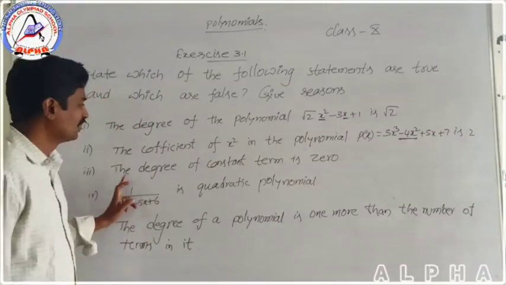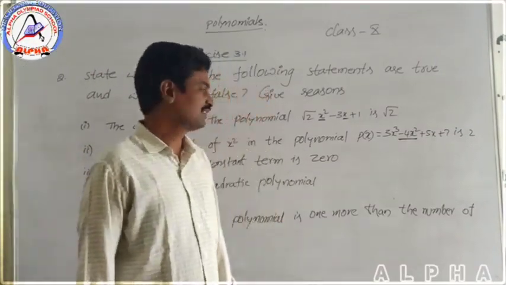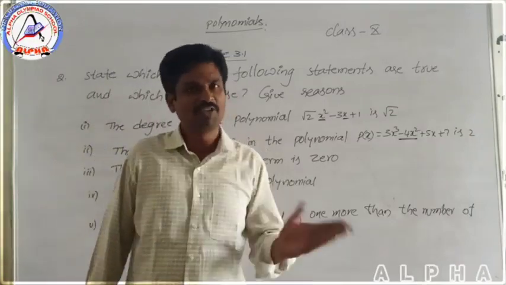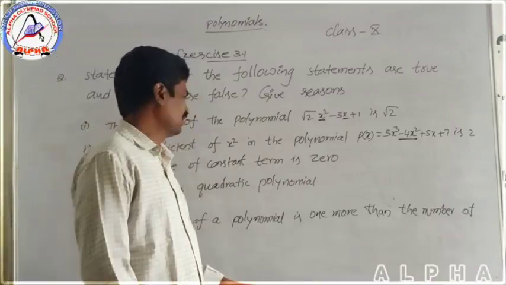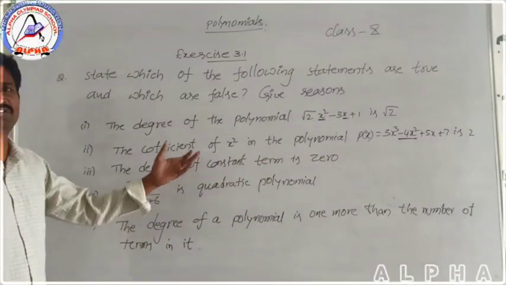Next, the degree of a constant term is 0. Yes, the degree of a constant polynomial is 0. If a polynomial's degree is 0, then the polynomial is called a constant polynomial. And there is one constant term, so its degree is 0 because there is no variable.